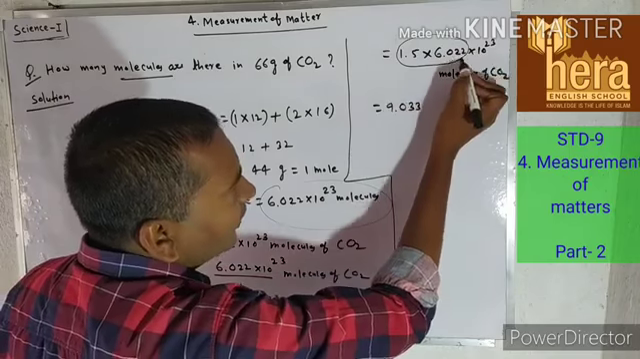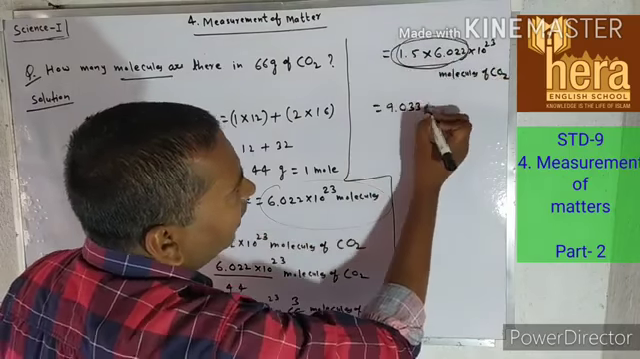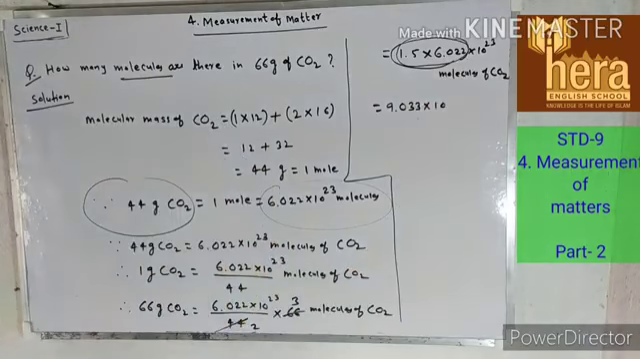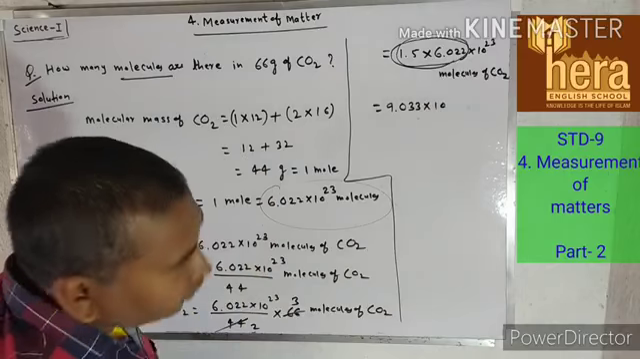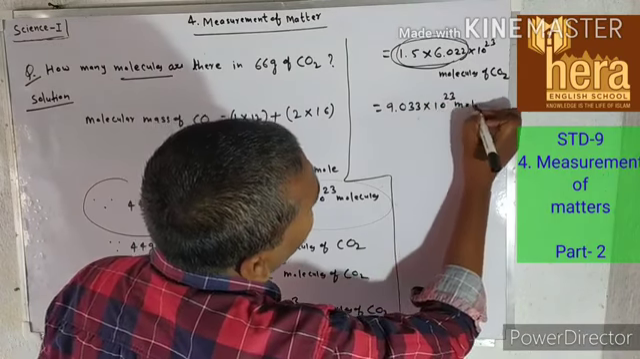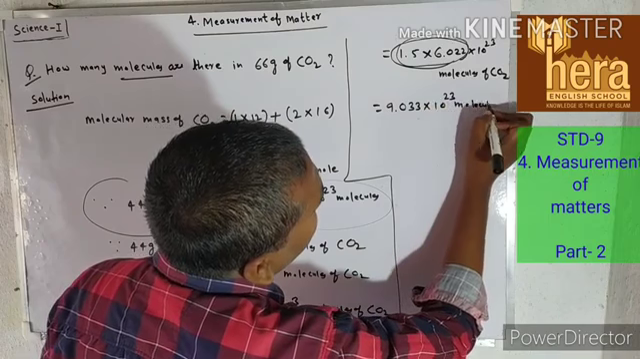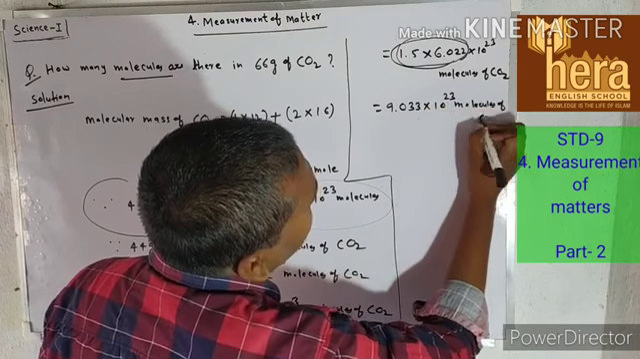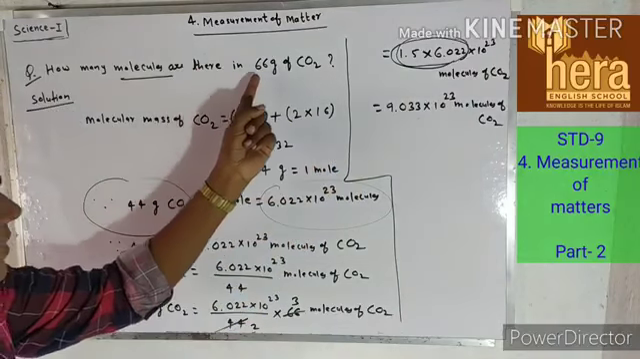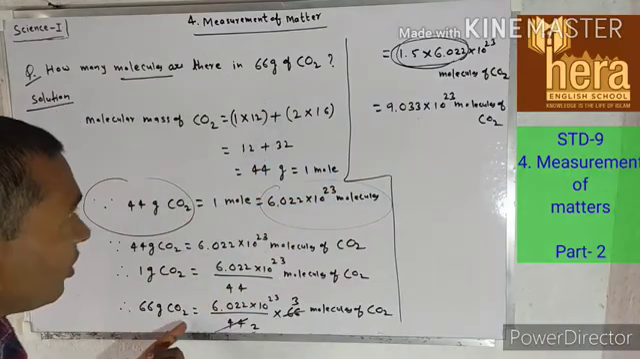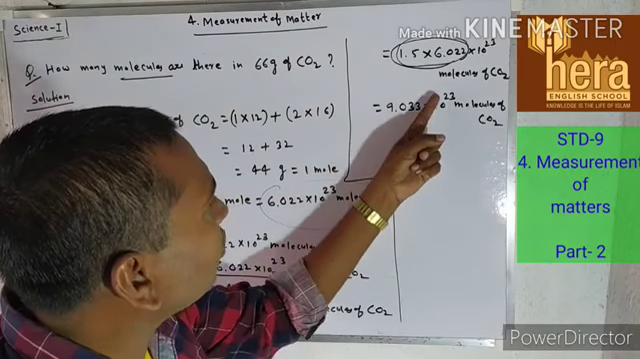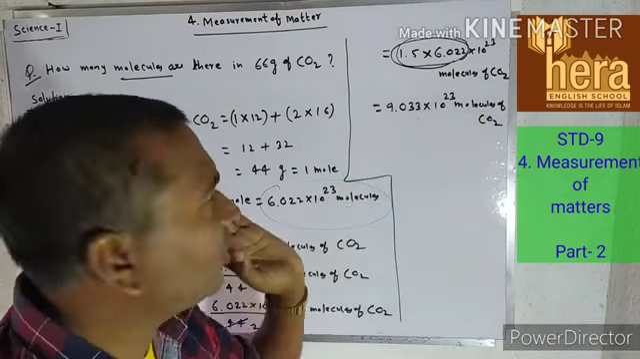into 10 raised to 23 molecules of CO2. You have to multiply only these two. So therefore, 66 gram of CO2 is equal to how many molecules? 9.033 into 10 raised to 23 molecules of carbon dioxide.